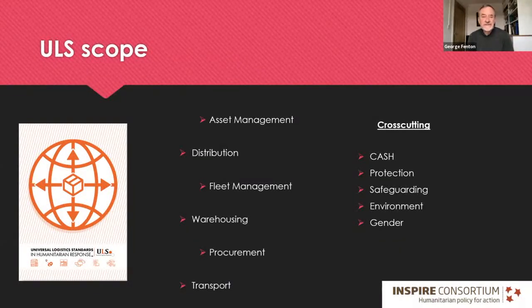What we have introduced through the ULS development is a recognition of the importance of protection, safeguarding, environmental sustainability, greening logistics, and gender diversity and inclusion. There needs to be more work around all of these areas in the future, but we feel that we've made a good start with this process to ensure that we pay more attention to these cross-cutting themes and influence the way that the humanitarian logistics sector evolves, and logistics more broadly in aid assistance.